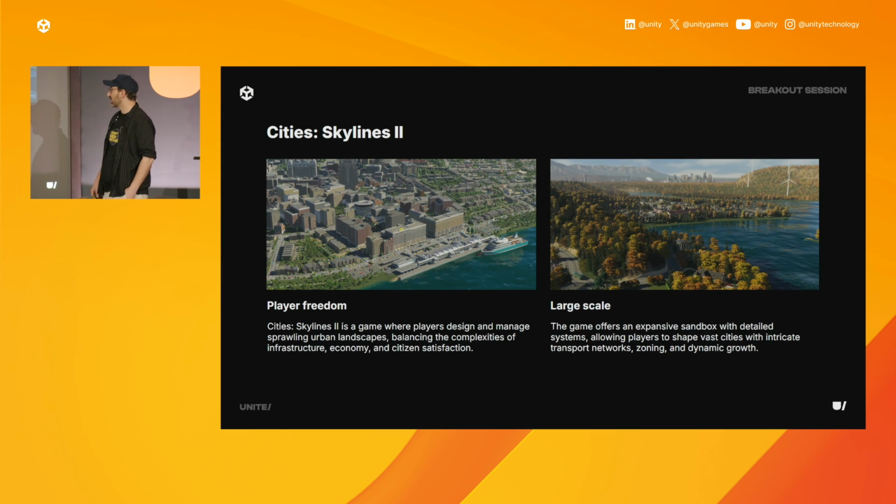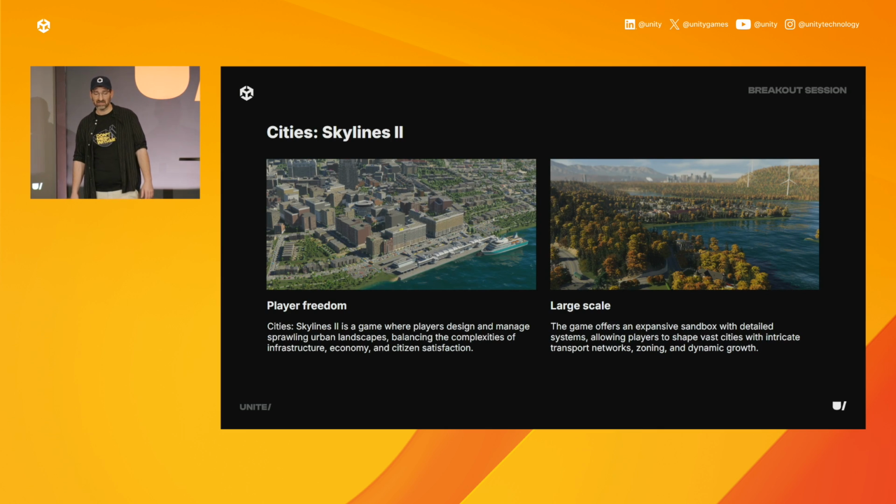It provided a large-scale sandbox, which focuses on providing player freedom. The idea is the player should be able to do anything he wants, and we try not to set any arbitrary limitation by design so that they can get very creative.